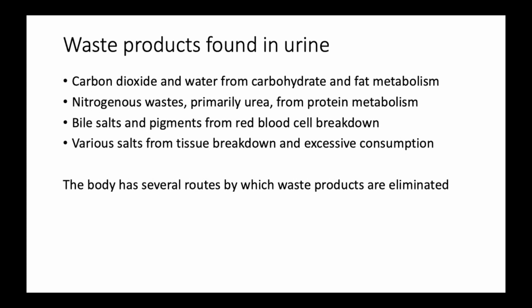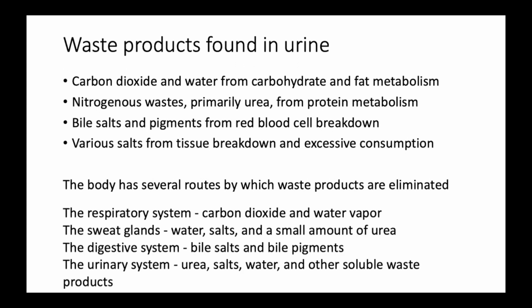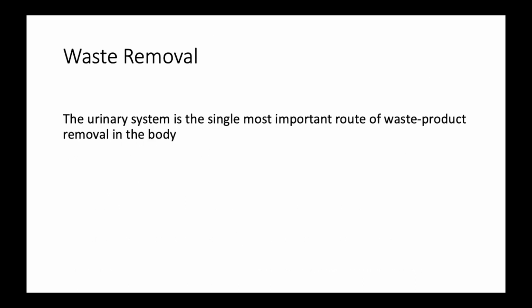The body has several routes by which waste products are eliminated. Other than the urinary system, we have the respiratory system, the sweat glands, and the digestive system. Not all wastes are eliminated through the urinary tract. Some of them are, and those that are we'll talk about in a little bit of detail as we go through. The urinary system is the single most important route of waste product removal in the body. It has an important role in getting rid of the majority of the toxins that would otherwise build up in the bloodstream.